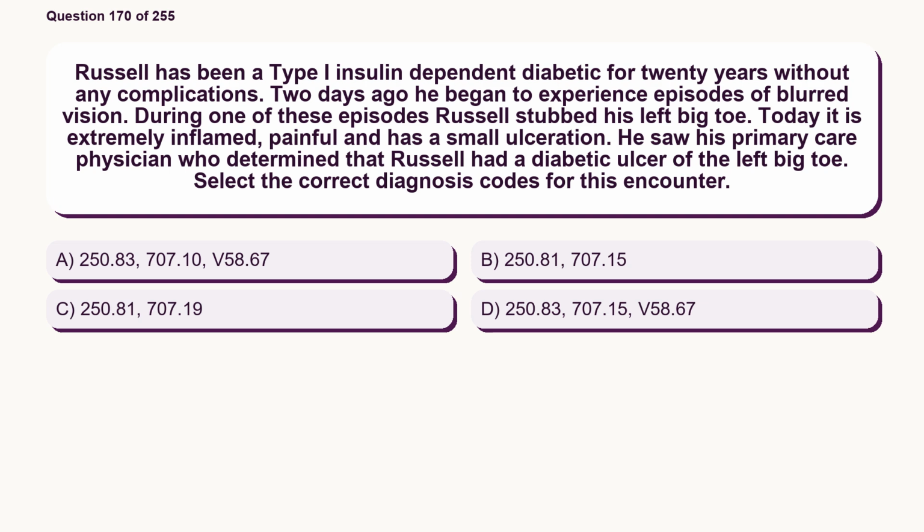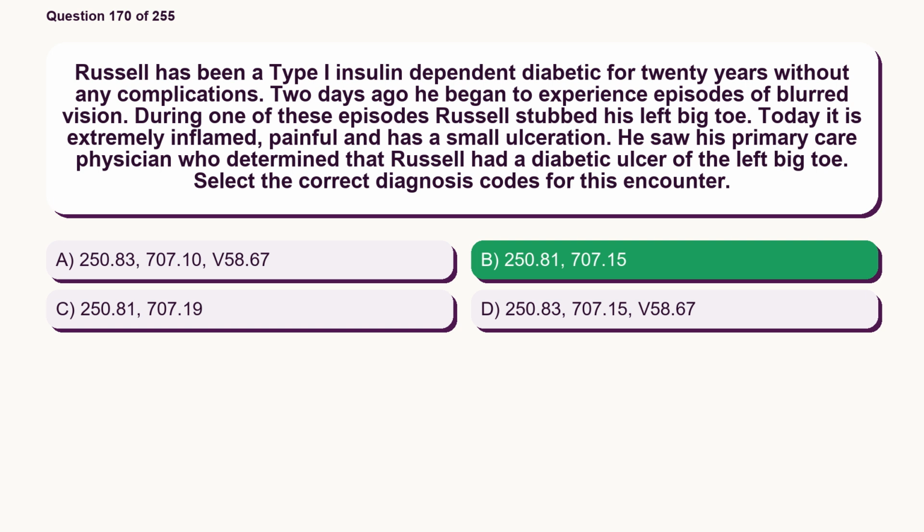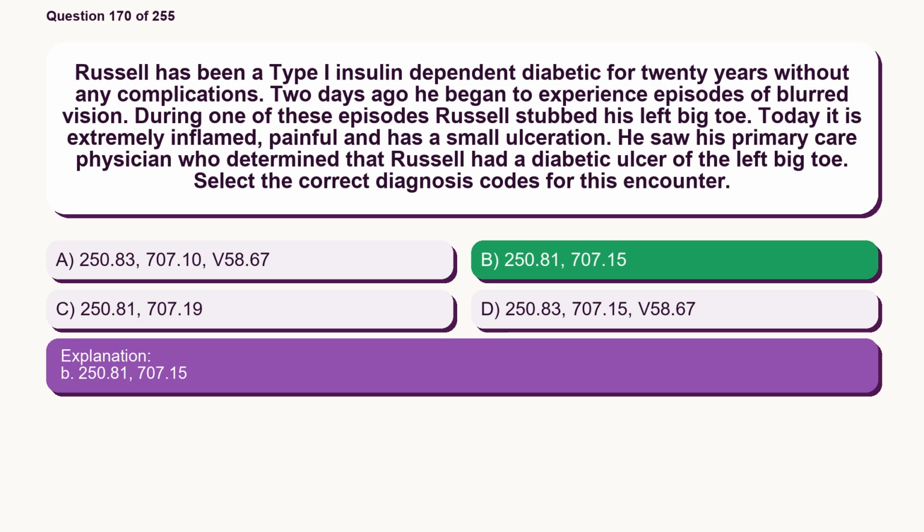Option A, 250.83, 707.10, V58.67. Option B, 250.81, 707.15. Option C, 250.81, 707.19. Option D, 250.83, 707.15, V58.67. The correct answer is option B, 250.81, 707.15.